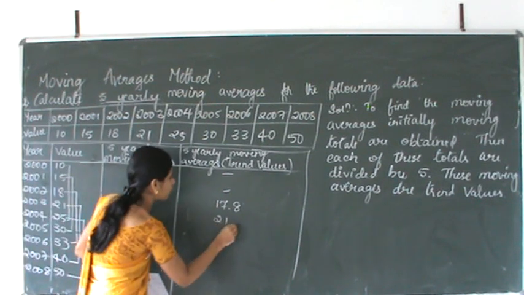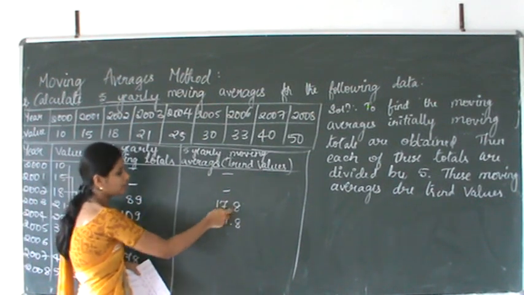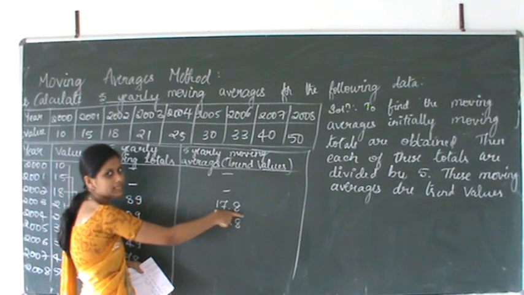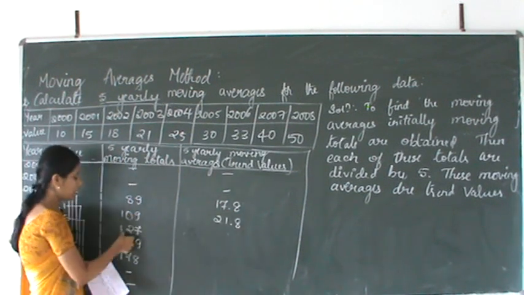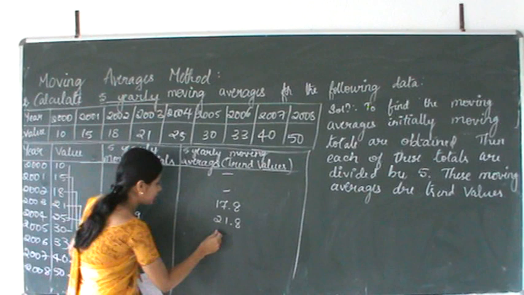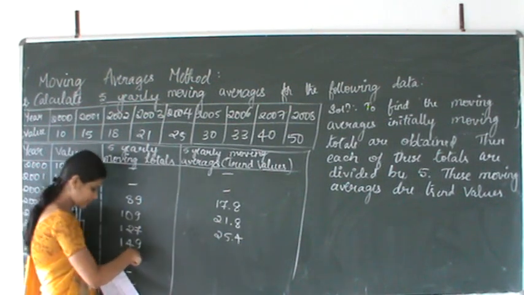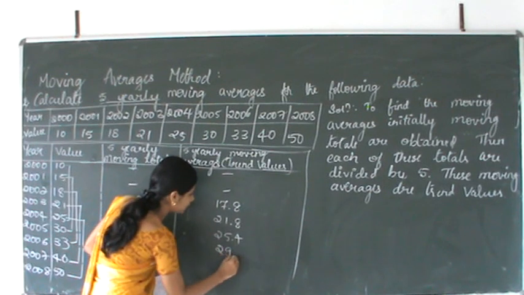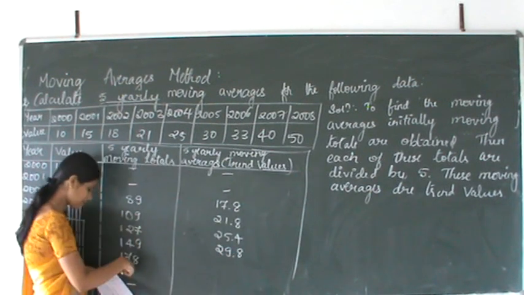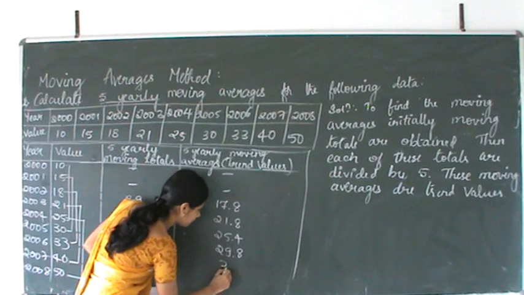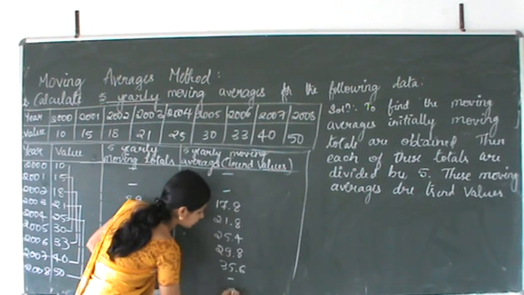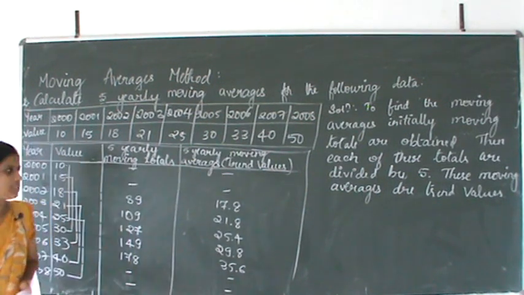It is 21.8. You can take it as a round figure, 22, or you can write the exact value as well. 127 divided by 5 is 25.4. Next, 149 divided by 5 is 29.8. 178 divided by 5 is 35.6. So these are the trend values.